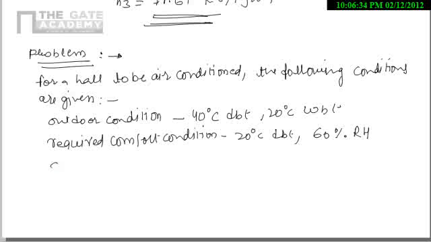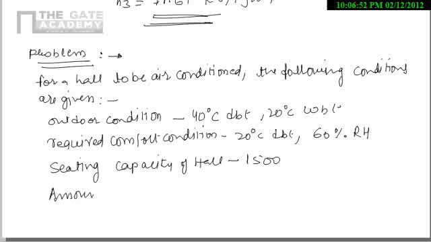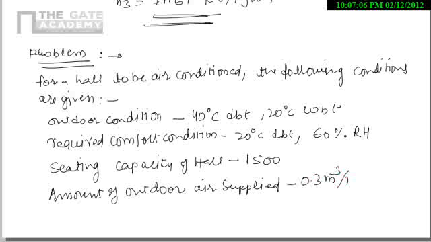Sitting capacity of hall is given, that is 1500, and amount of outdoor air supplied. Air supplied is 0.3 meter cube per minute per person.